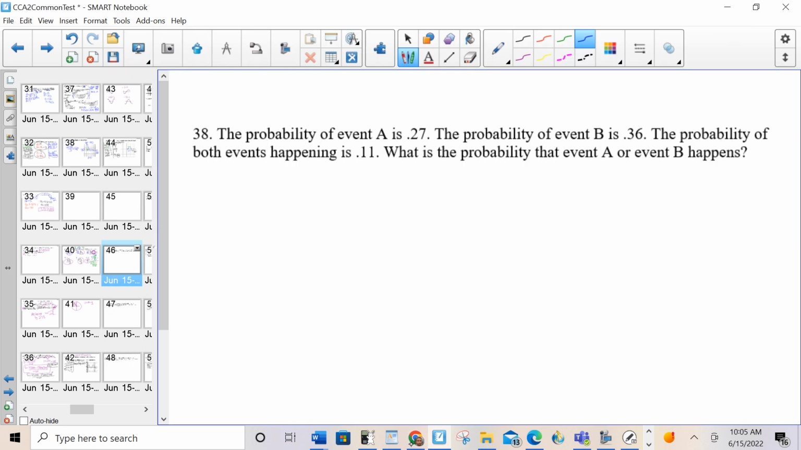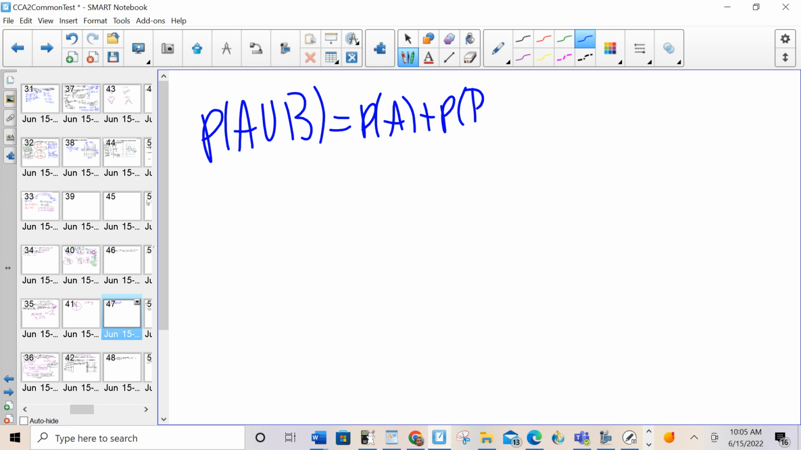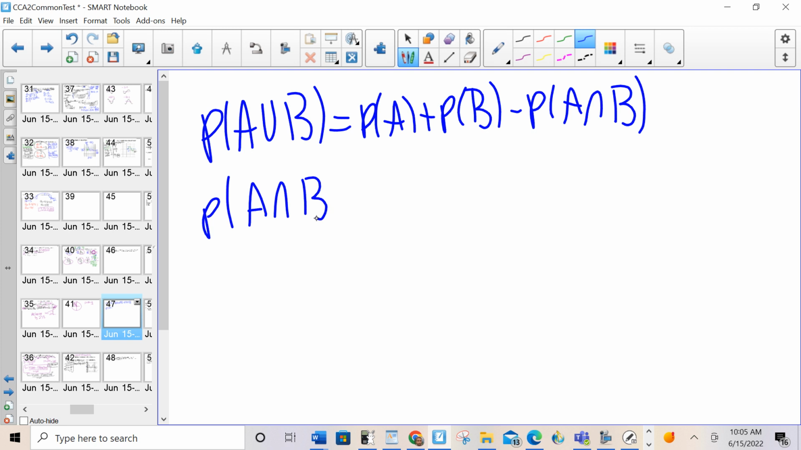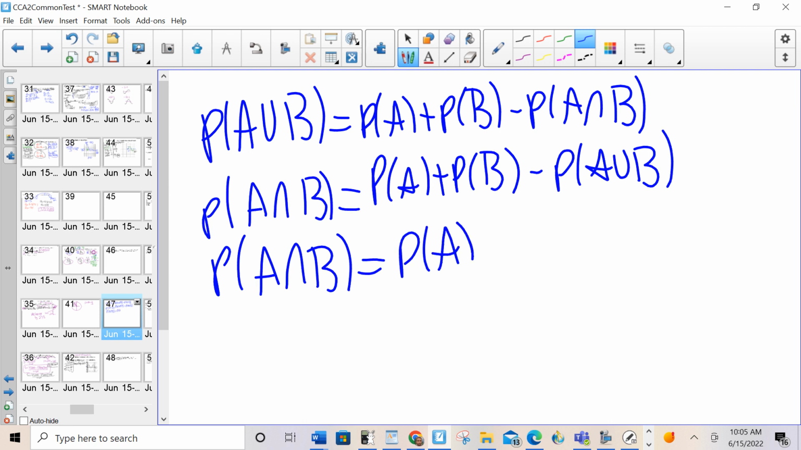A lot of formulas you need to know. I guess I should write them out here, right? P of A or B equals P of A plus P of B minus P of A and B. P of A and B equals P of A plus P of B minus P of A or B. P of A and B equals P of A times P of B.